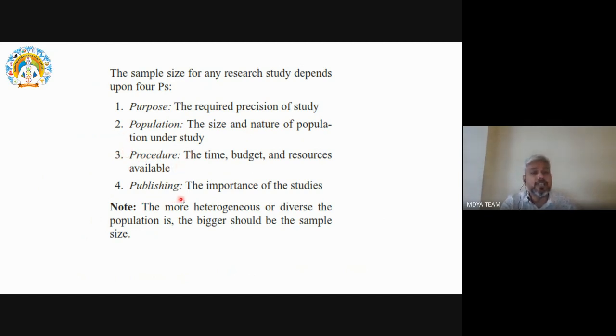And publishing, the importance of the study. The more heterogeneous or diverse the population is, the bigger the sample size should be. Means where the population is heterogeneous or diverse, you need a bigger sample size.